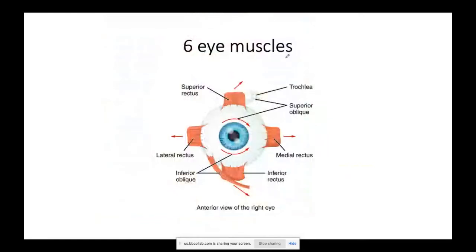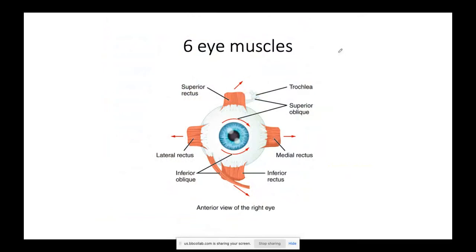All right, let's look at the eye muscles now. So the eye can move in many directions. It can go up, it can go down, it can go right, it can go left, it can go up and right, down and left, up and left, down and right. It can move in, it can create torsion. It can do a lot of different things.